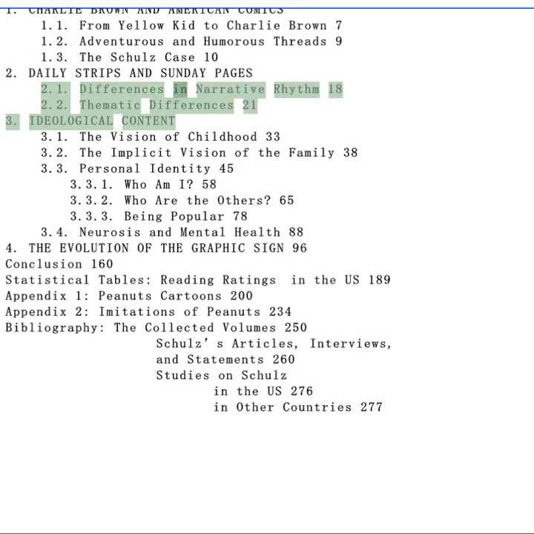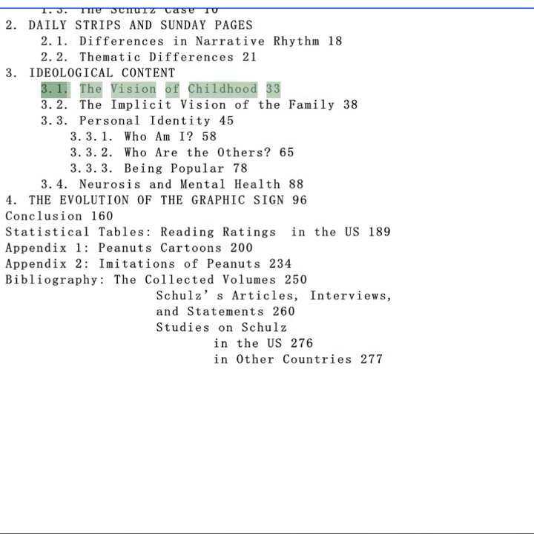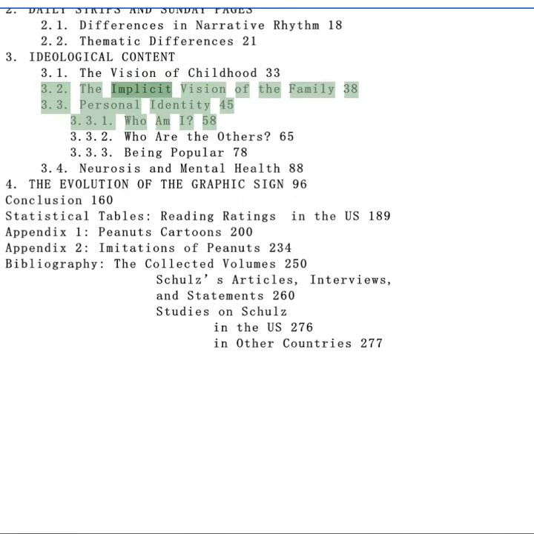2.1. Differences in Narrative Rhythm 18. 2.2. Thematic Differences 21. 3. Ideological Content. 3.1 The Vision of Childhood 33. 3.2 The Implicit Vision of the Family 38. 3.3 Personal Identity 45. 3.3.1 Who am I?